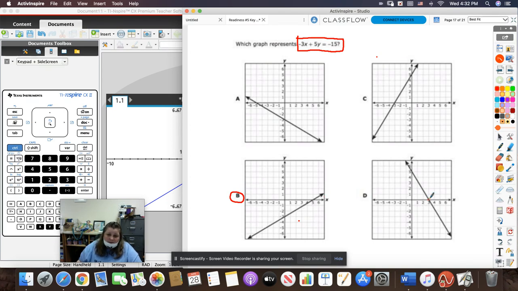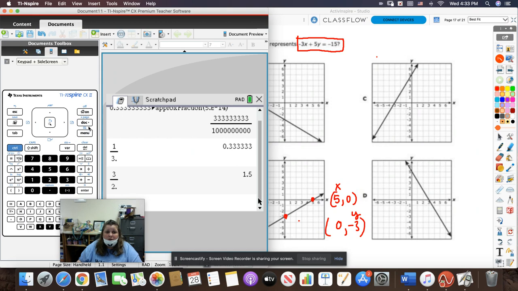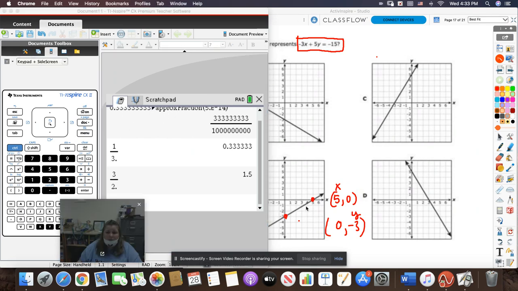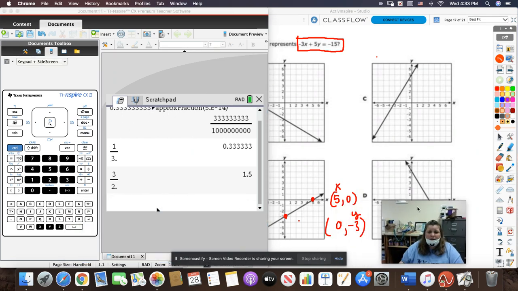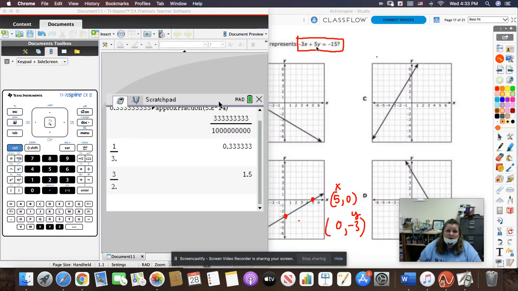Okay, is there another way to do this? Yes. Another way is this is the point 5, 0 because it's on the x-axis, so the x has value. And this is 0, negative 3 because it's on the y-axis. Then I could go up here and plug these in, because every point on an equation has to satisfy that equation.